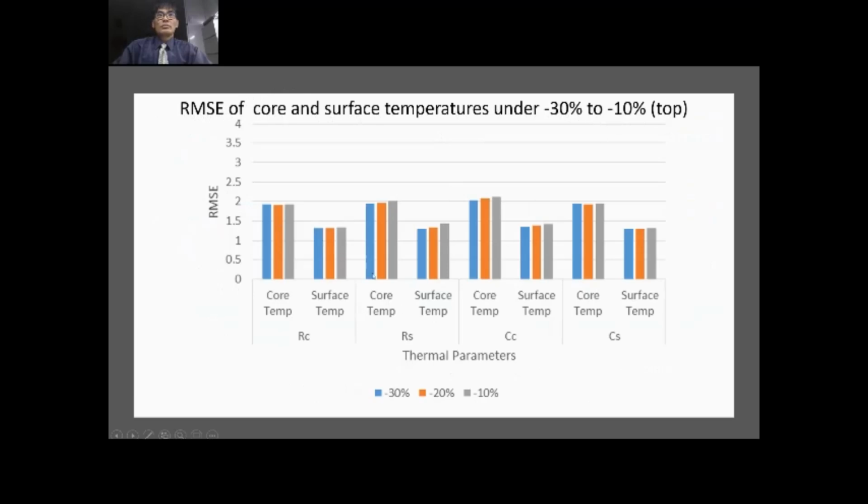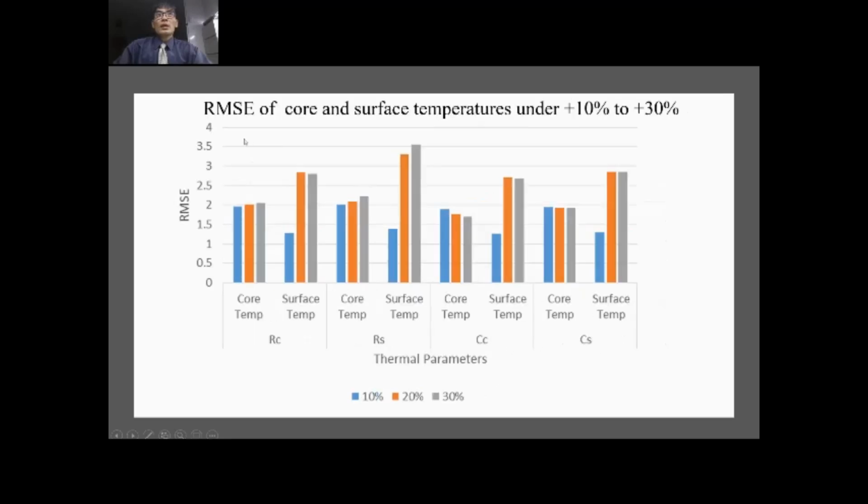You can see the different core temperatures for RC, RS, CC, and CS, as you can see from here. Similarly for the core and surface temperature under the plus and minus 10% to 30% variations. These are the thermal parameters: RC, RS, CC, and CS, and as you can see, 10%, 20%, 30% are highlighted in different colors.